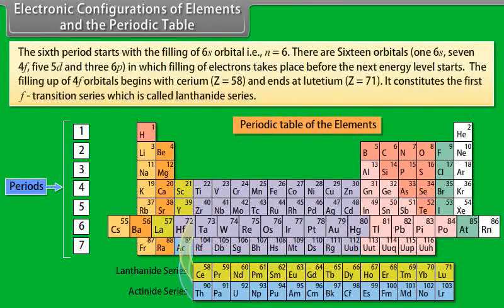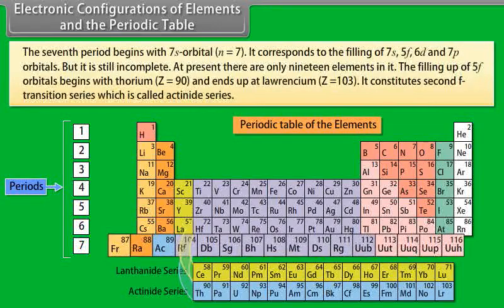The sixth period starts with the filling of 6s orbital, that is, n is equal to 6. There are 16 orbitals, 1 6s, 7 4f, 5 5d and 3 6p, in which filling of electrons takes place before the next energy level starts. The filling up of 4f orbitals begins with cerium, atomic number 58, and ends at lutetium, atomic number 71. It constitutes the first f transition series, which is called lanthanide series.